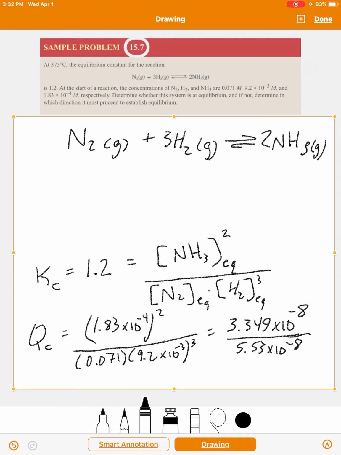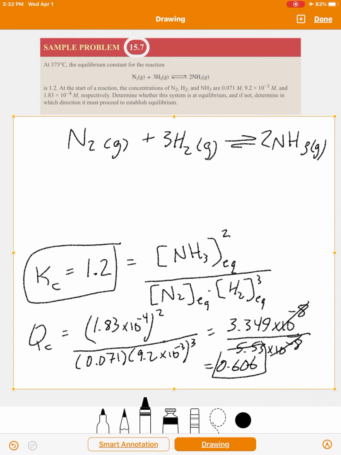Okay, so actually the 10 to the minus 8 cancel. That's kind of sweet. So now you just have 3.349 divided by 5.53, which is 0.606. To be honest with you, it's not that far off. It's pretty close, but it is a little smaller than 1.2.